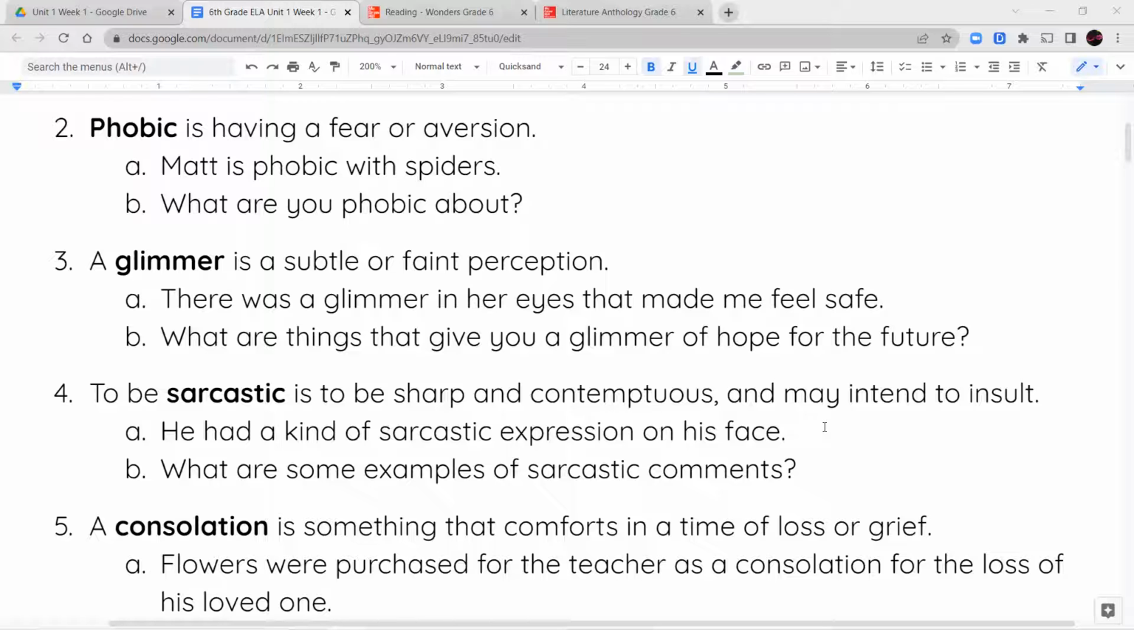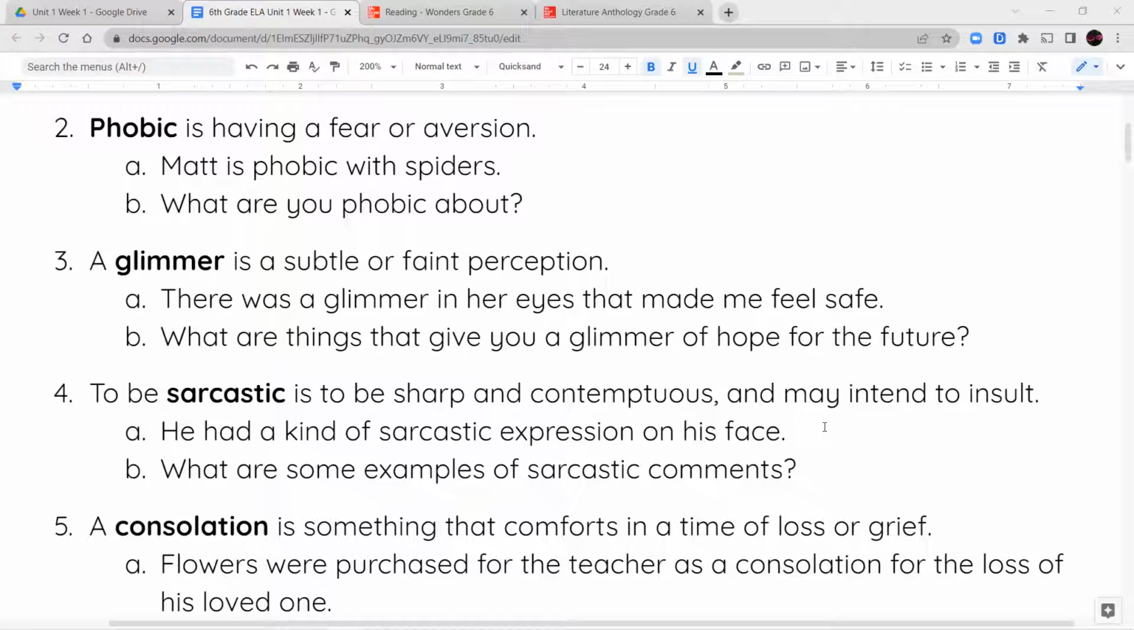And there are separate terms for the different kinds of phobias. So fear of spiders is arachnophobia, for example. But it comes from the word phobia or phobic. You can use it in a question and say, what are you phobic about?